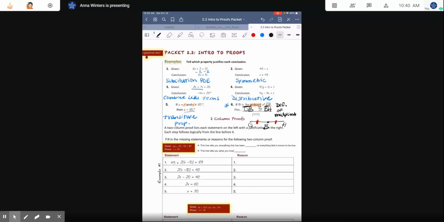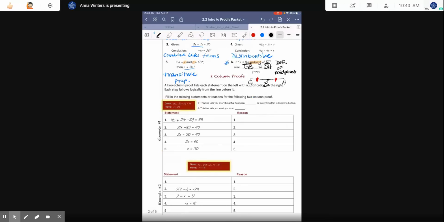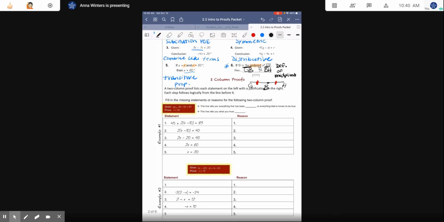All right, so now we're going to get into our first 2-column proof example using some algebra skills. So just like we did in Uno, taking it step by step and providing a reason for each part of the line. So you can see this is our problem that we're working with. It says given 45 plus 2 times x minus 10 equals 85. And then we're going to prove x equals 30. Just as a reminder, that given line is our first line here. That's what we start with. And our reason for our first line is given.